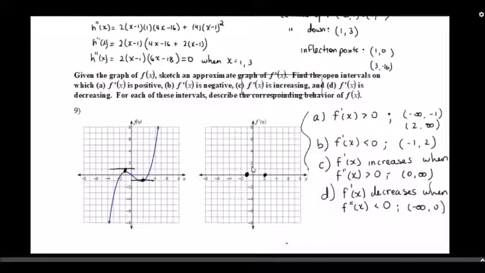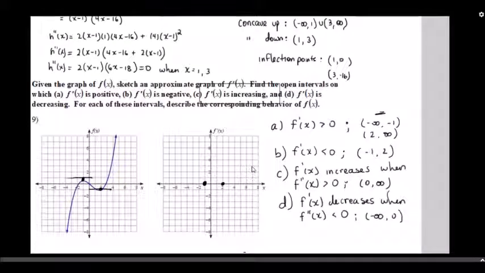Now we can use these answers to help us with the graph, because we're graphing f prime of x, and parts A, B, C, and D describe behaviors of f prime of x. For example, part A says where f prime of x is greater than 0. What that means, greater than 0, is going to be above the x-axis. So f prime of x is above the x-axis from negative infinity to negative 1, and also from 2 to infinity.